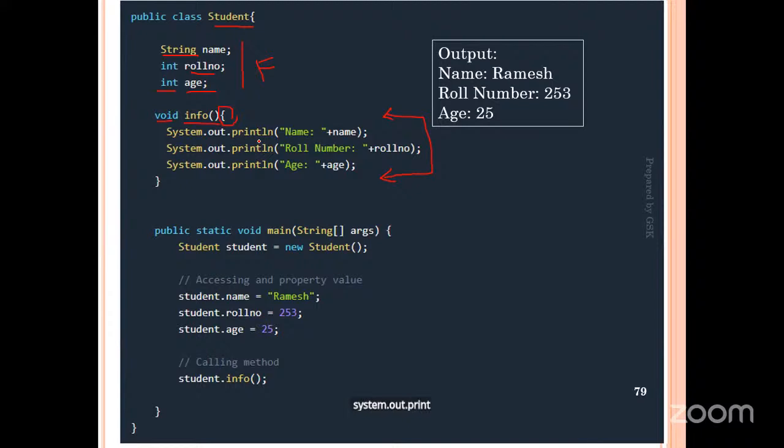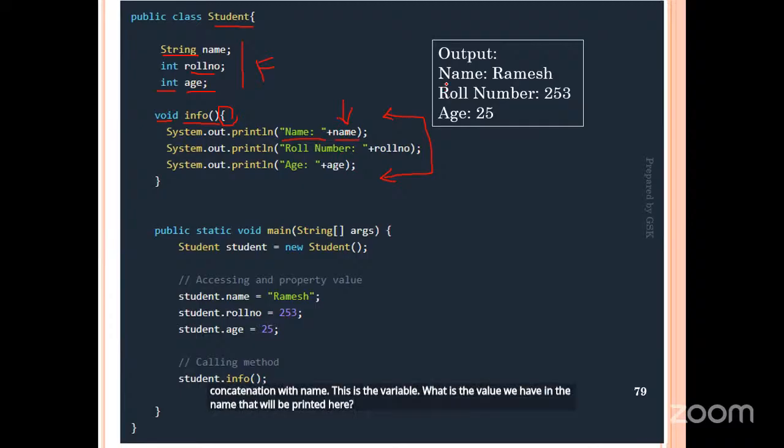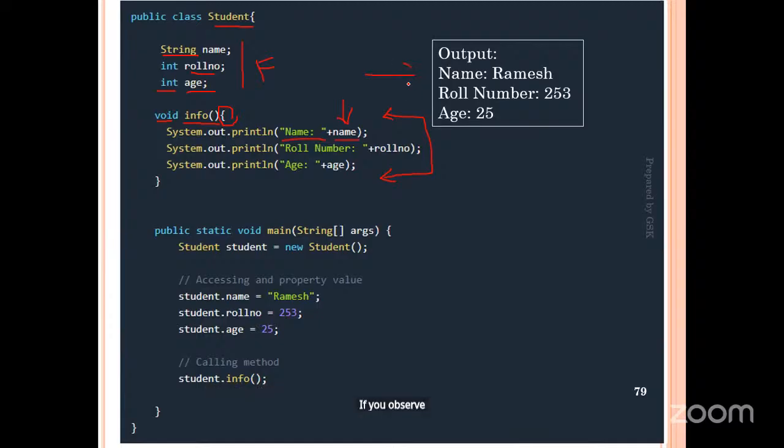System.out.println, already we covered that output statement. Name will be displayed as it is within the double quotation. Concatenation with name. This is the variable. What is the value we have in the name, that will be printed here. If you observe the output statement, name Ramesh. So Ramesh will be passed later.